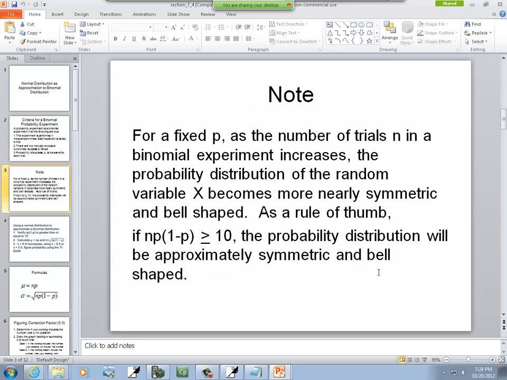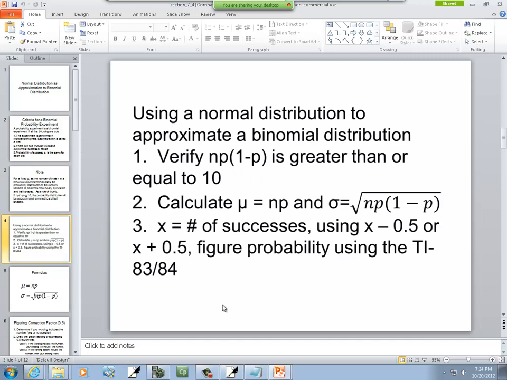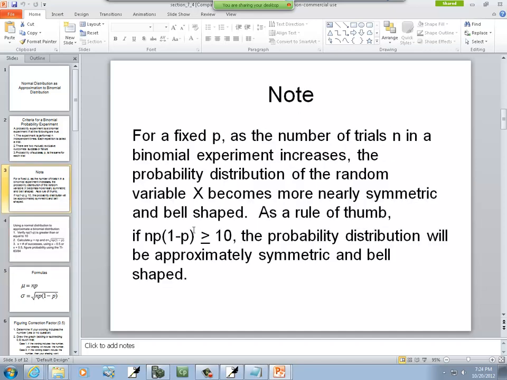Now, for a fixed p, as the number of trials in a binomial experiment increases, the probability distribution of the random variable x becomes more nearly symmetric and bell-shaped. As a rule of thumb, if n times p times 1 minus p is greater than or equal to 10, then the probability distribution will be approximately symmetric and bell-shaped. In other words, you can't do this section unless that's true. And as I say right here, to use a normal distribution to approximate it, first verify that n times p times 1 minus p is greater than or equal to 10. That's what we said right here.